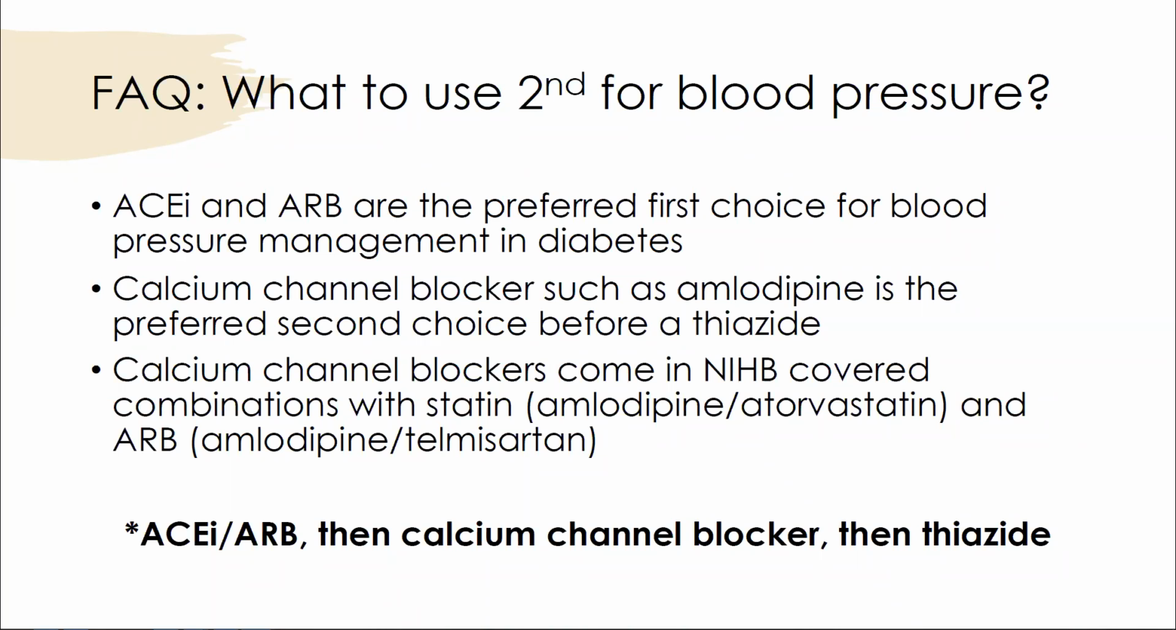So you might choose, I don't know, perindopril and indapamide because they come together. But there are actually combinations of ARBs and calcium channel blockers which are covered, statins and calcium channel blockers which are covered. And so you don't have to pick the thiazide because it's a combination pill to decrease the pill burden. You can use a calcium channel blocker. So usually pick an ACE or an ARB, then add a calcium channel blocker, then add a thiazide.